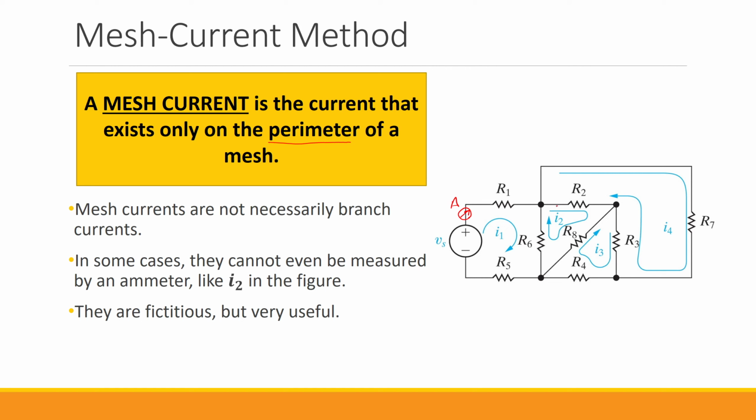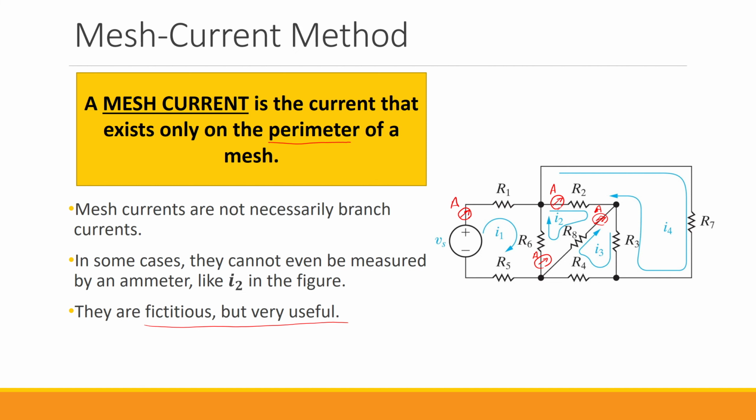So if I put, let's say, an ammeter here in series with R2, what I'm measuring is actually the combination of I2 and I4. Whatever that combination is, which I will get to later. The same is true if I put the ammeter here, or if I put it here, right? So none of them would give us actually the mesh current I2. So the conclusion is that mesh currents are fictitious, right? But they are very useful.